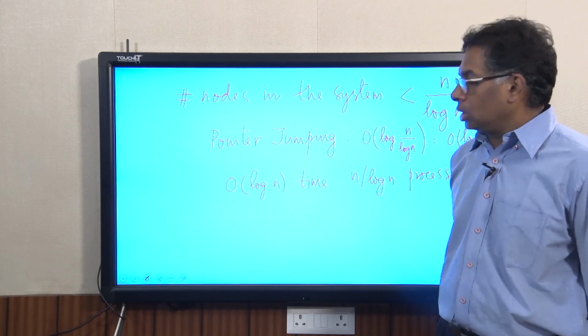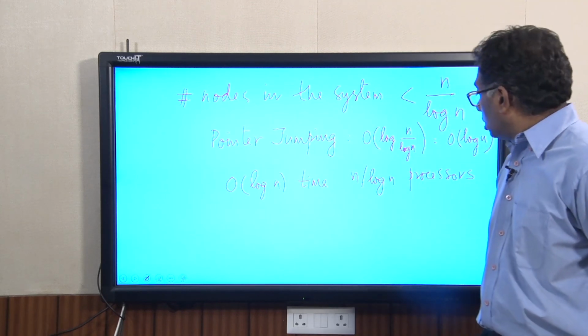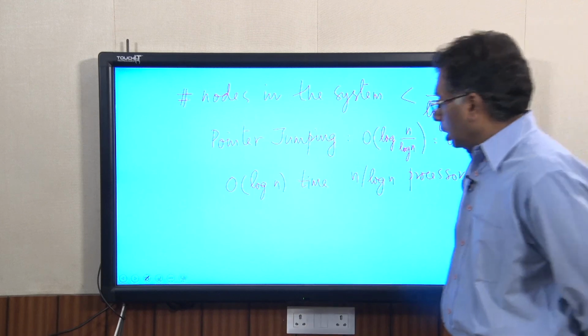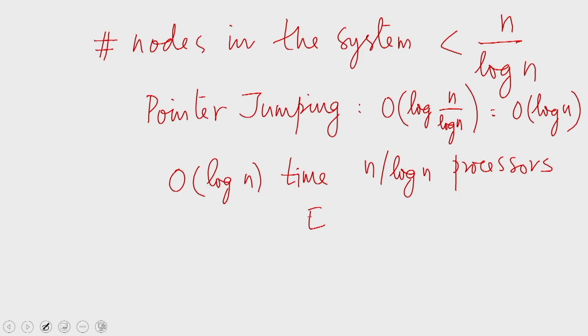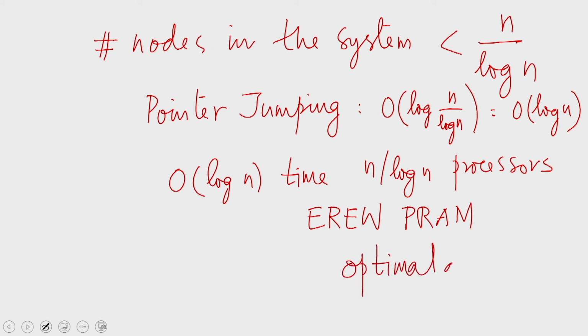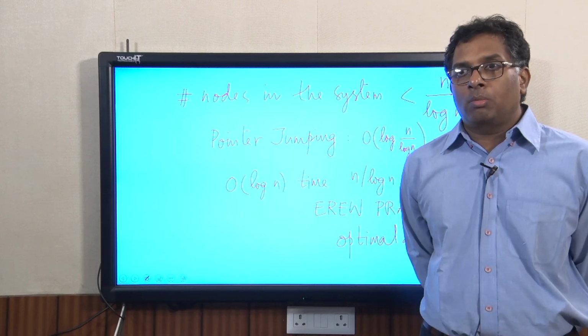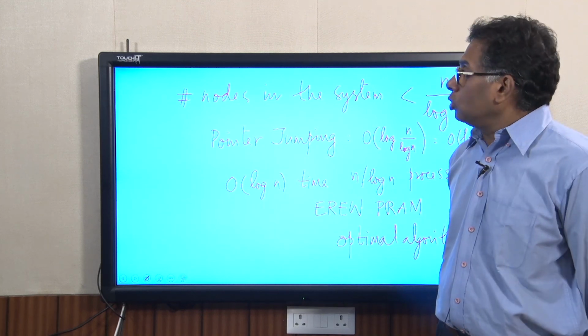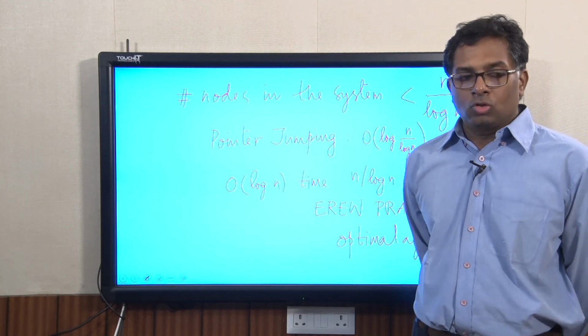The net time taken by the algorithm is order of log n, and the number of processors used is n by log n, and the model that we have used is EREW. Since the cost of the algorithm is order of n, this is an optimal algorithm. In the next couple of lectures, we shall see several applications of the list ranking problem, in all of which we will be using this algorithm as a subroutine. So that is it from this lecture.